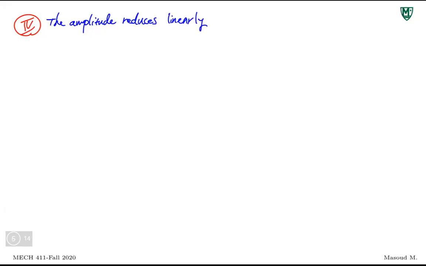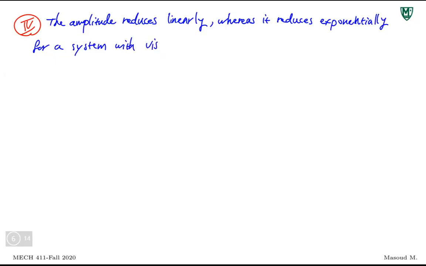If you want to write it this way, you can write it this way. Whereas it reduces exponentially for a system with viscous damping.